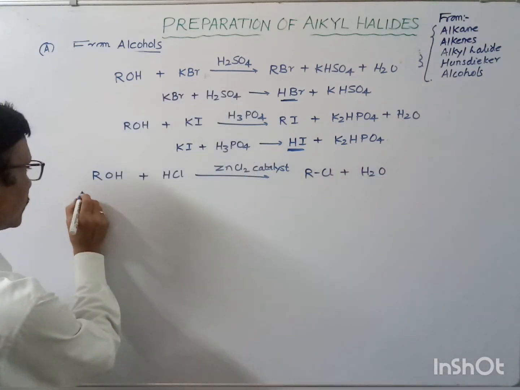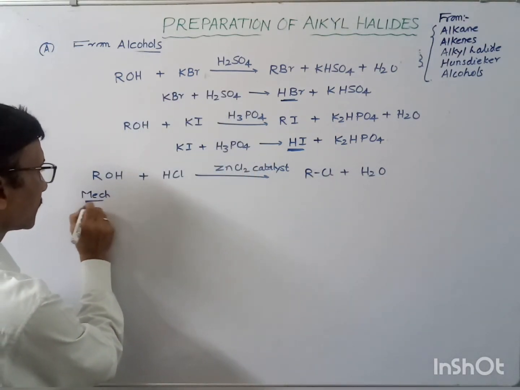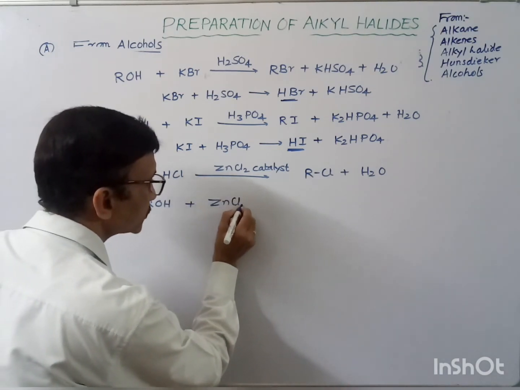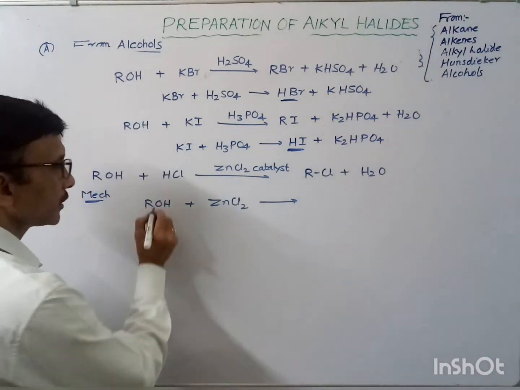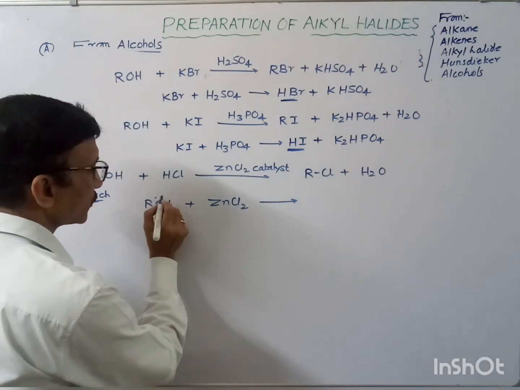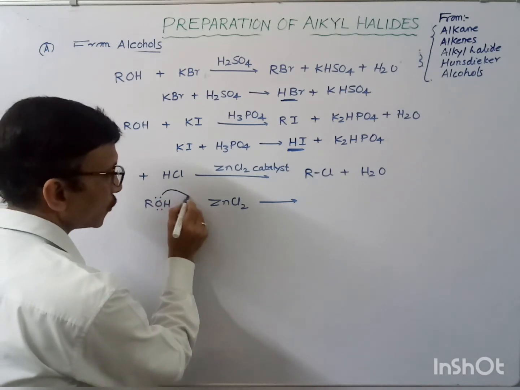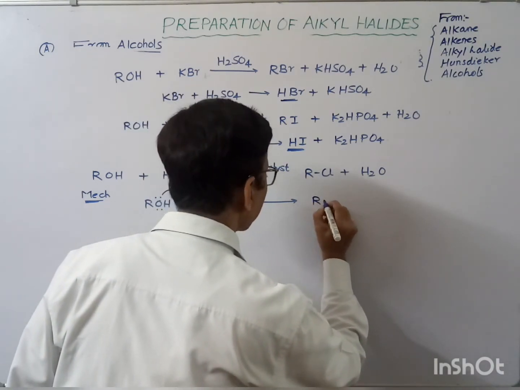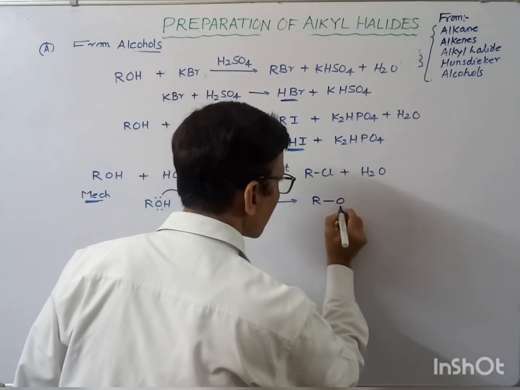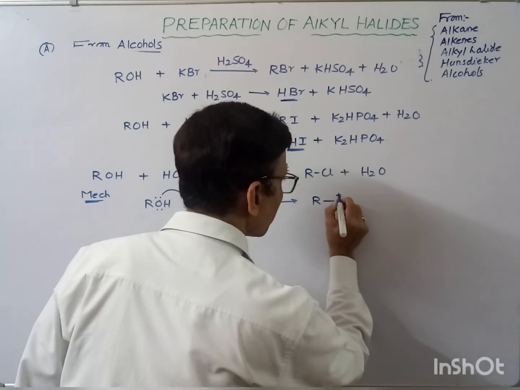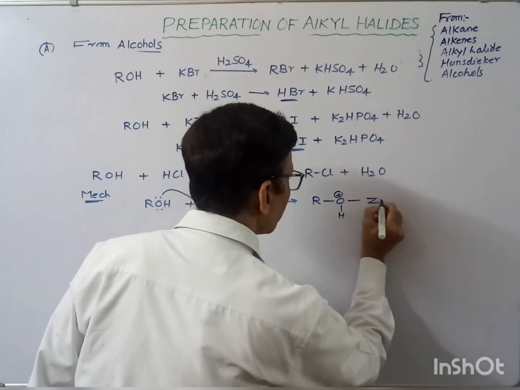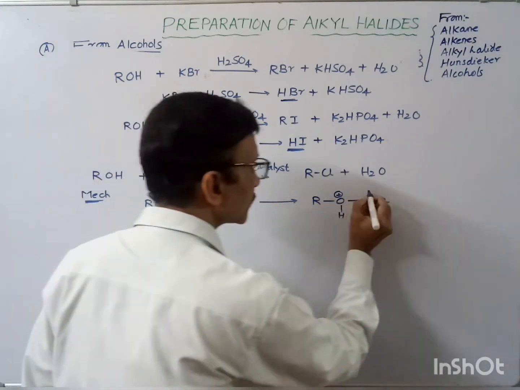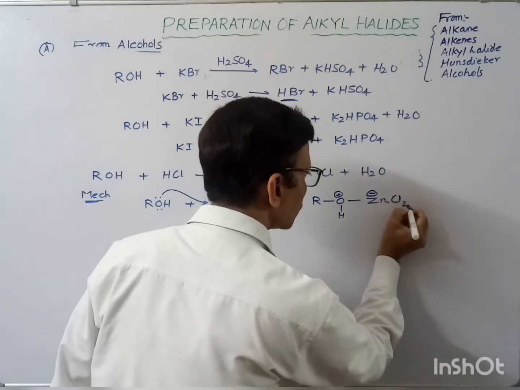Now, if you see the mechanism for this, then alcohol in presence of ZnCl2 catalyst. So first of all, this lone pair of electrons present over here, loosely held electrons, will go into the vacant d orbital of this zinc, and what you will get? You will get positive charge over the oxygen and negative charge over the zinc and Cl2.